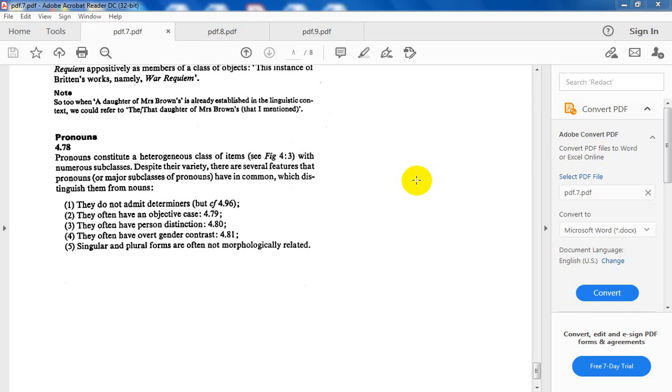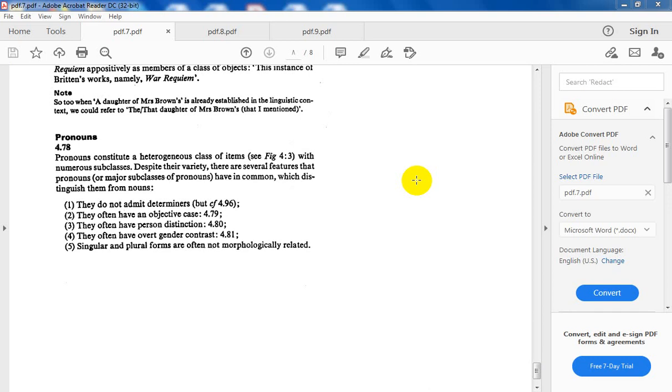Assalamu alaikum students. Today we are going to study the second part of chapter number 4, which is pronouns. So what are pronouns? These 5 points illustrate the main differences between nouns and pronouns.